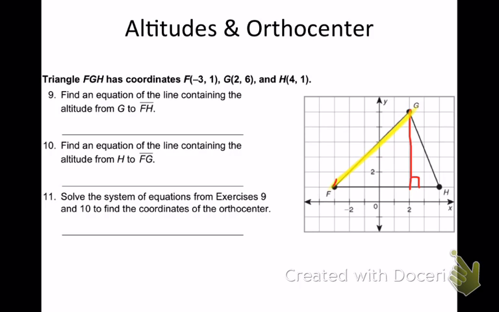I need to find the slope. Slope is rise over run. Ken, do you know what the slope of FG is? The slope is 1. So if my slope is 1, what's the perpendicular slope going to be, Kenna? -1.